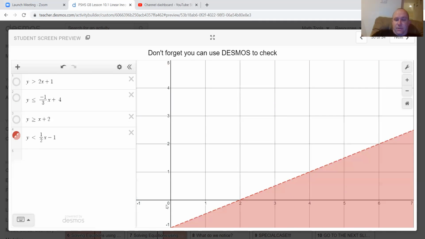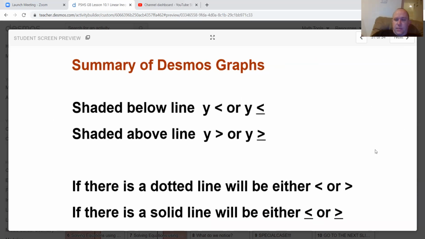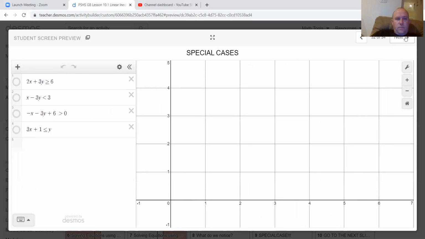Whereas if I was to pick (0, 0), which is not in the shaded region, 1/2 of 0 is 0. Take away 1 is -1. And 0 is not less than -1, which is why that point is not shaded. So you can use those to check some of your answers as well. There's your little summary, just to remind you of all the things we just talked about on those graphs.